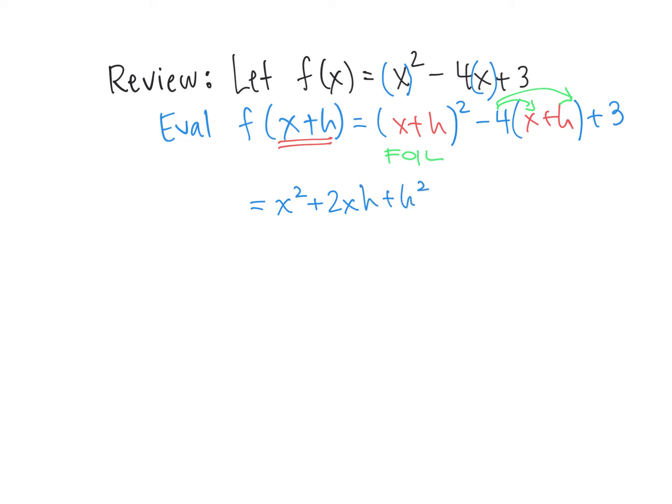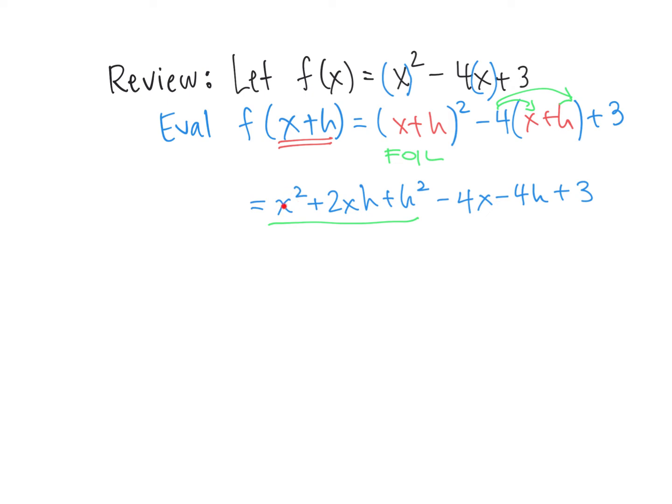Plus h squared. That's all from FOILing. Then I'm going to distribute that -4. So minus 4x minus 4h, and then bring down that plus 3. I'm going to look for any like terms that I can combine. And I honestly don't think there's going to be any, but I'm going to check anyway.